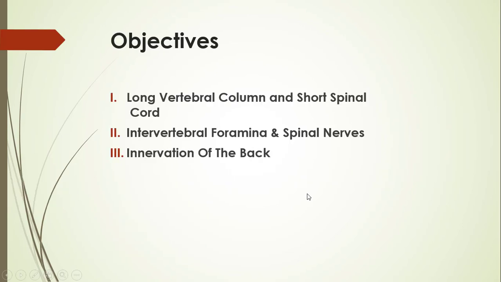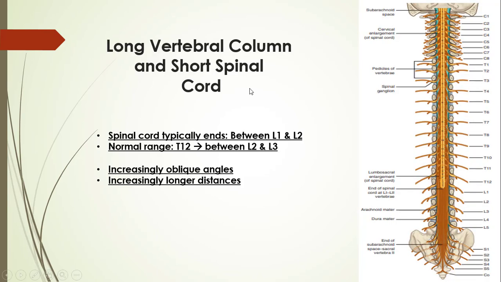Here are our objectives or key features: the long vertebral column and short spinal cord, intervertebral foramina and spinal nerve, and the innervation of the back, cutaneous part. First one, long vertebral column and short spinal cord.